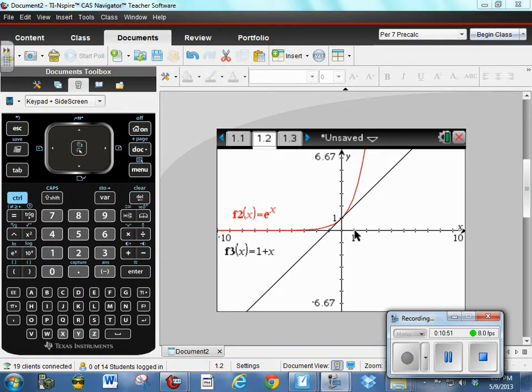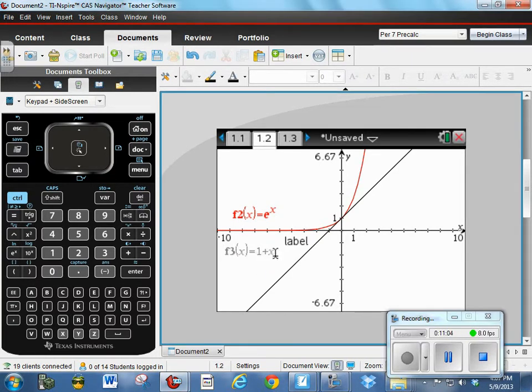If we look at the graph here, this red graph is the graph of e to the x, and the black graph is the graph of the first two terms of the power series that approximates e to the x, 1 plus x. The next term would be plus x squared over 2 factorial, which is x squared over 2.